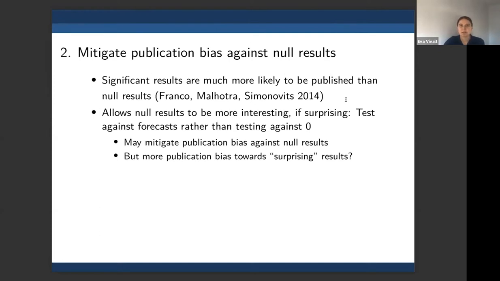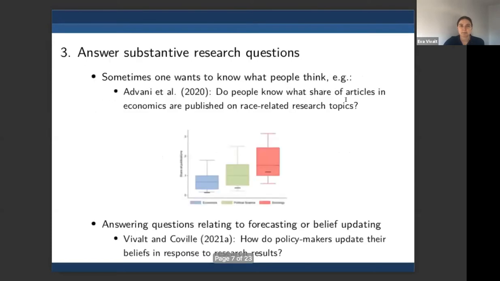Nonetheless, it might still be a little bit more intuitive to compare against the current status quo. And people have been using them to answer substantive research questions. So here's this example from Advani et al., which is on the platform. Do people know what share of articles in economics are published on race-related research topics? And they also have political science here and sociology.